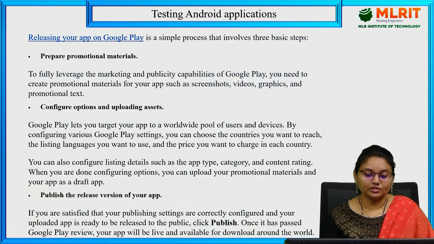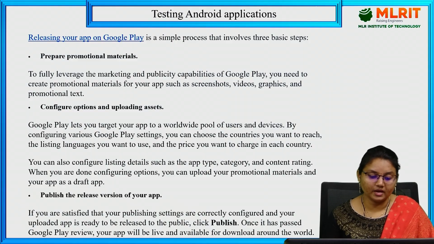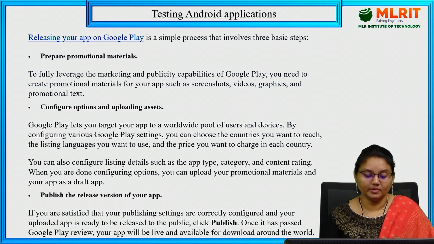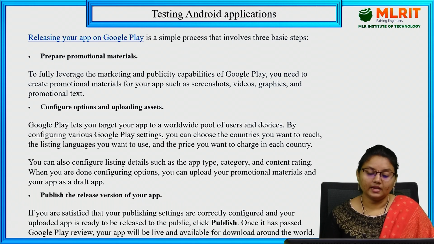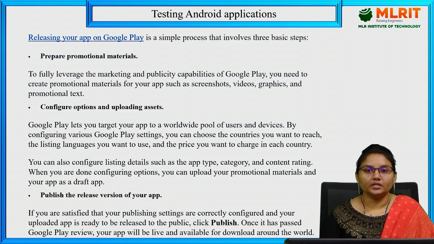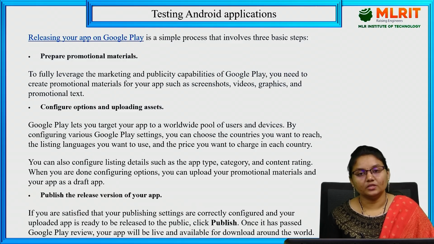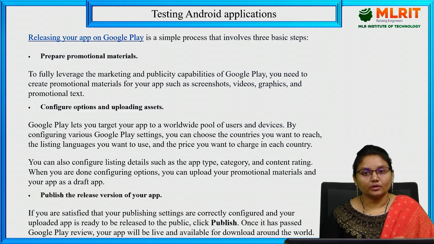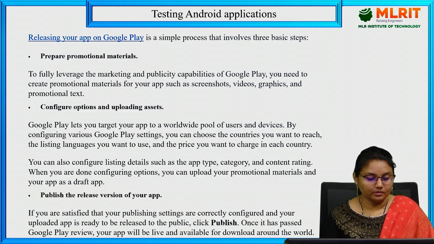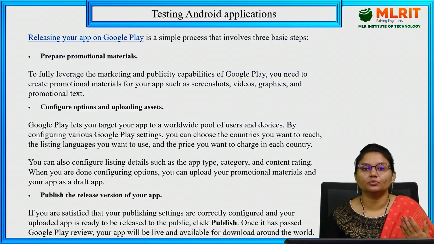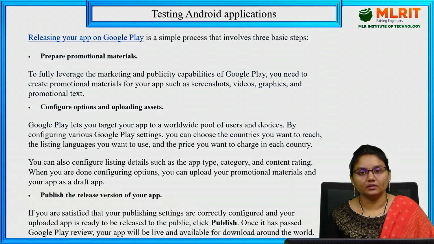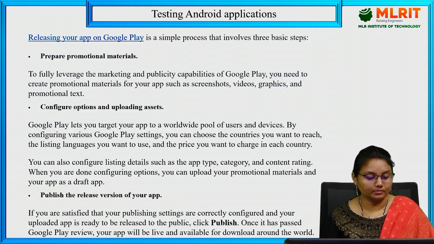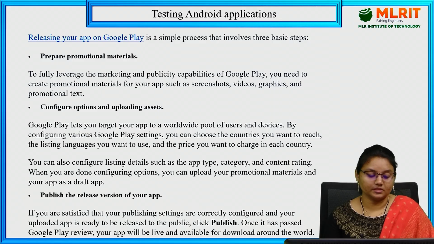So the configuration options you can do by going to the Google Play settings, and language settings are also possible. If you want to change the language that is displayed in the app, that can also be customized by going to the Google Play settings. And the price you want to set for your app to get it downloaded or to make use of it, that also needs to be customized there.